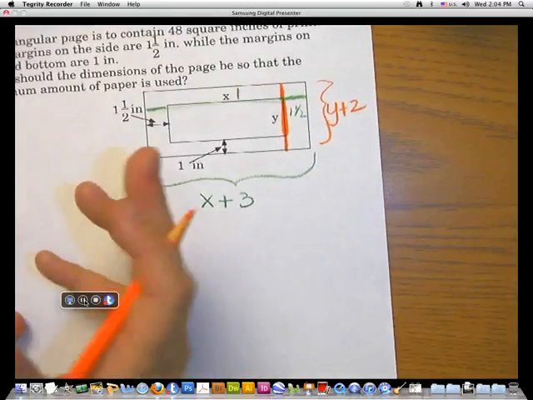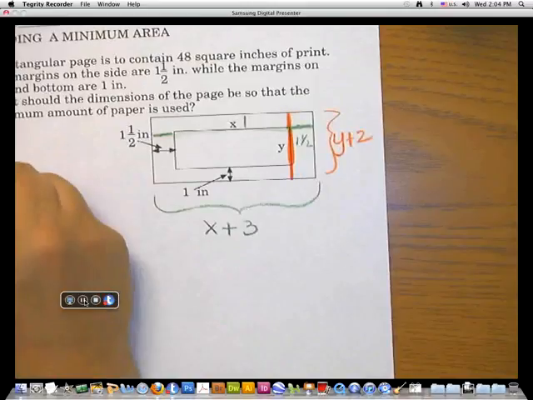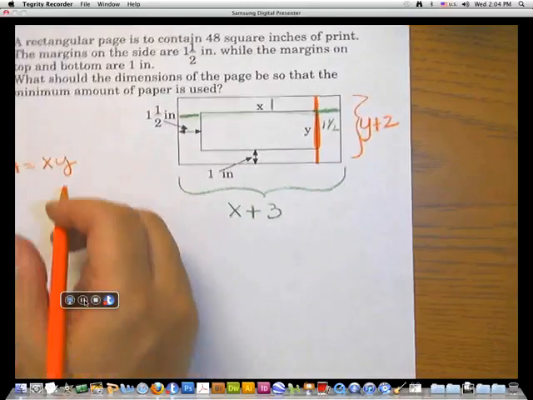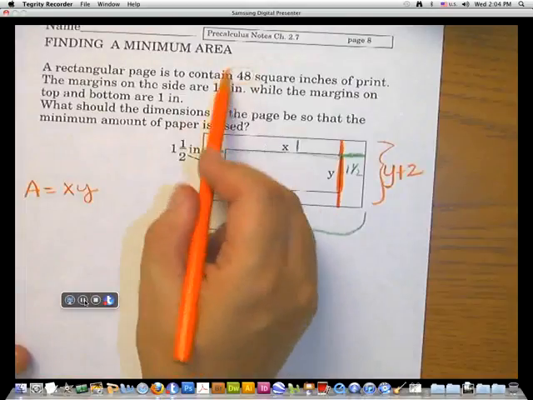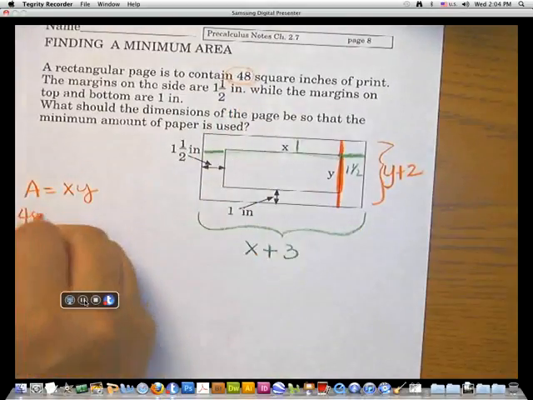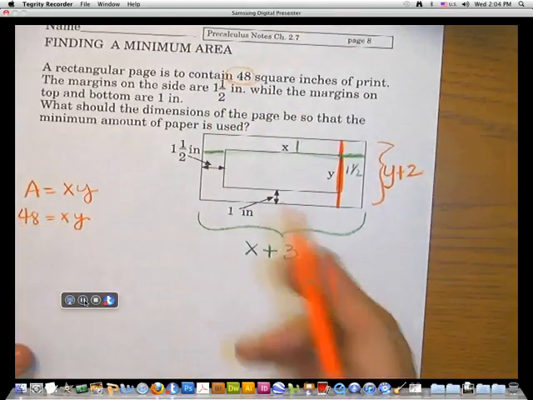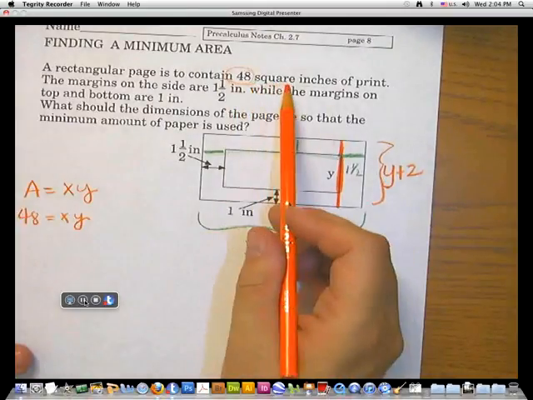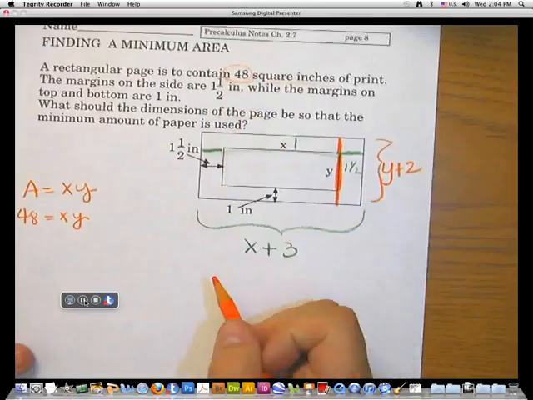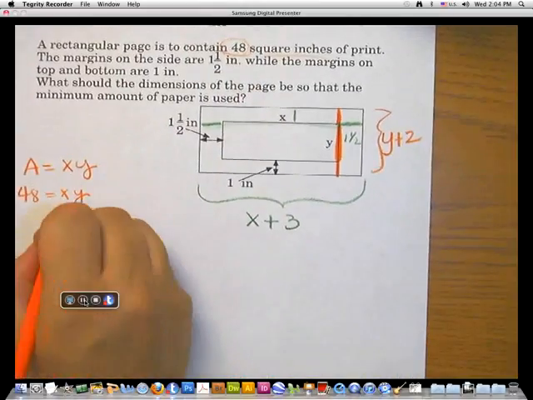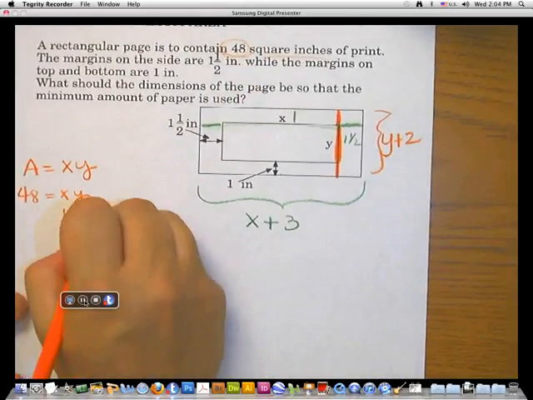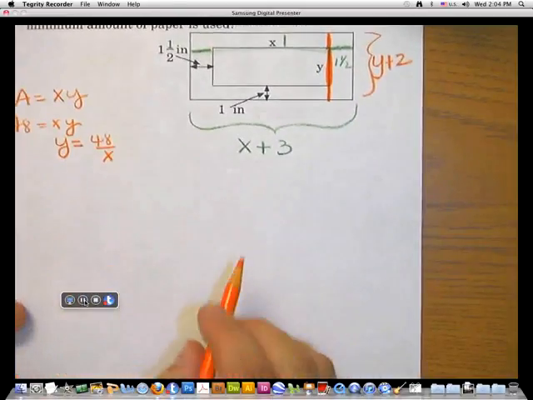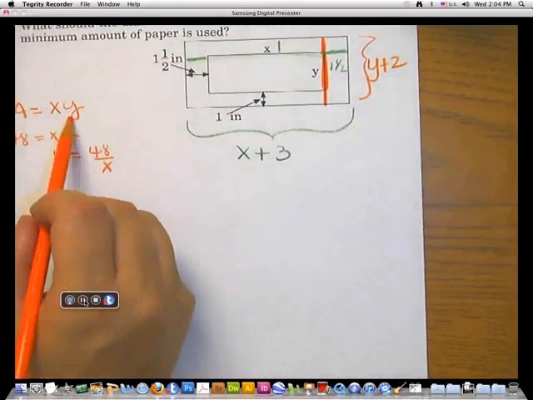Well, that's going to be our length and our width, and it's going to be based on area. So we know area is x times y. We know it's 48 square inches because it told us that area is square inches means area. Therefore, 48 is our area. And so we're going to solve for y. We're going to make y 48 over x.